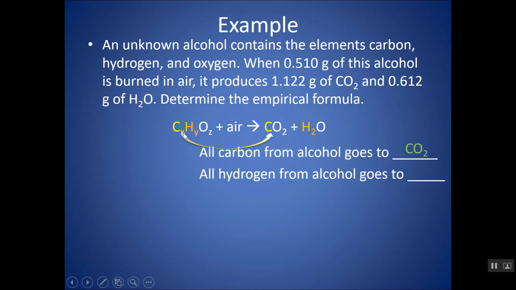Looking at the hydrogen, all the hydrogen is ending up in the H2O, in the water. There's no other product that has hydrogen in it. So if I take this 0.612 grams of H2O, from it I can isolate just the mass of hydrogen, and that mass of hydrogen should be the same mass of hydrogen that's in my starting alcohol.